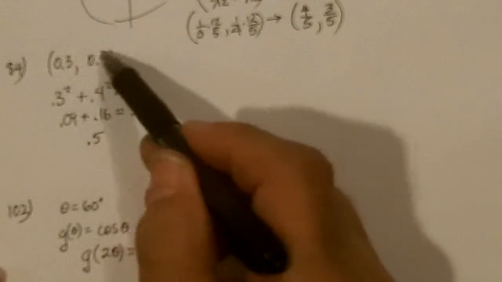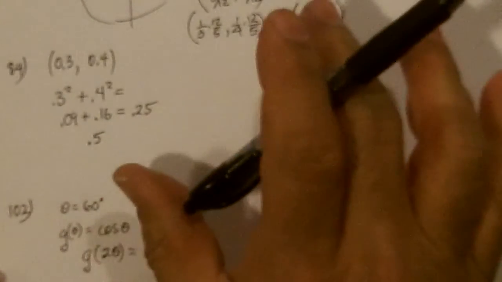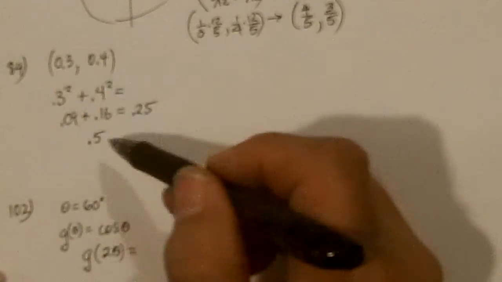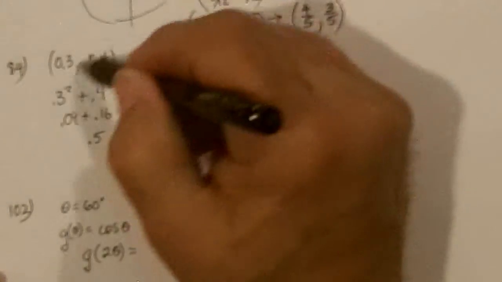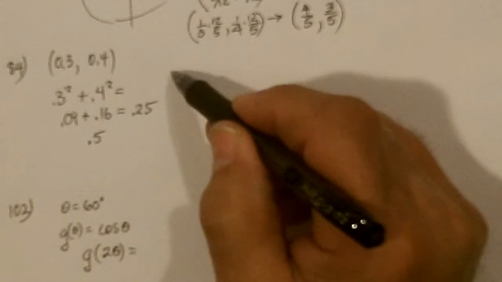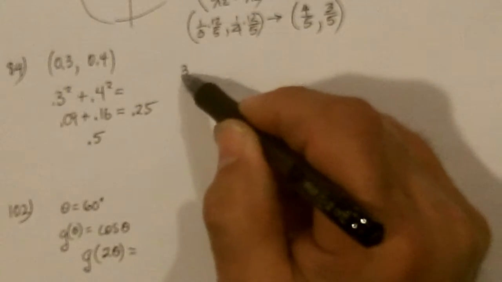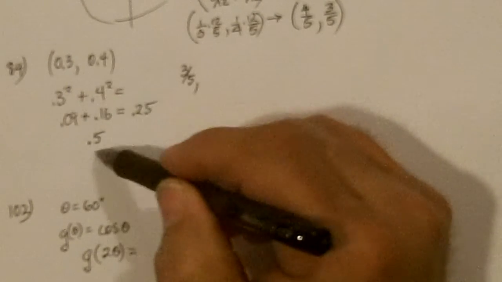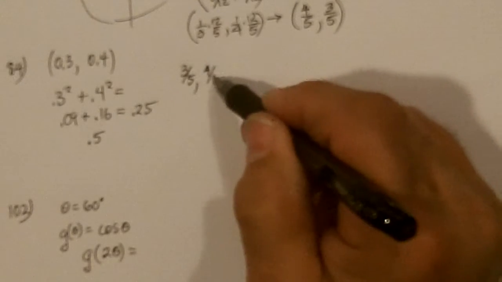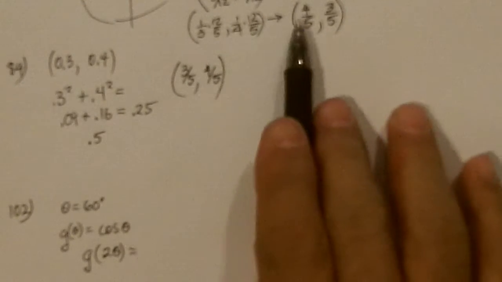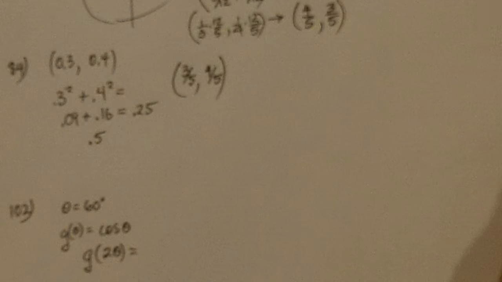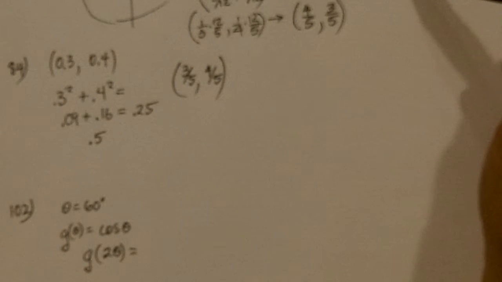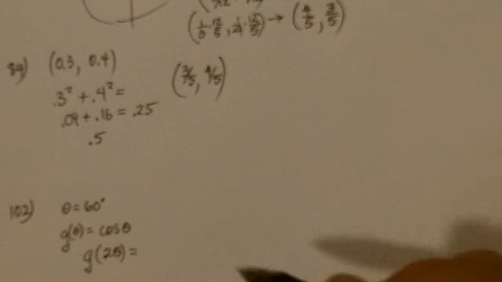So this point is on a circle with a radius of 0.5. So to get the actual radius, we have to double it, so it would be 0.6 and 0.4. But if we take 0.3 divided by 0.5, we will get the point that's actually on the circle. 0.3 divided by 0.5 is 3/5, and 0.4 divided by 0.5 is 4/5. So it's the same problem as 83, except cosine and sine are switched, and so the tangent would be the reciprocal, and these would be reversed here.